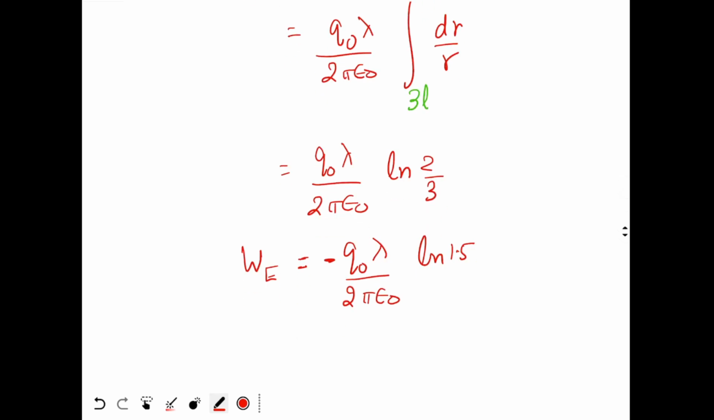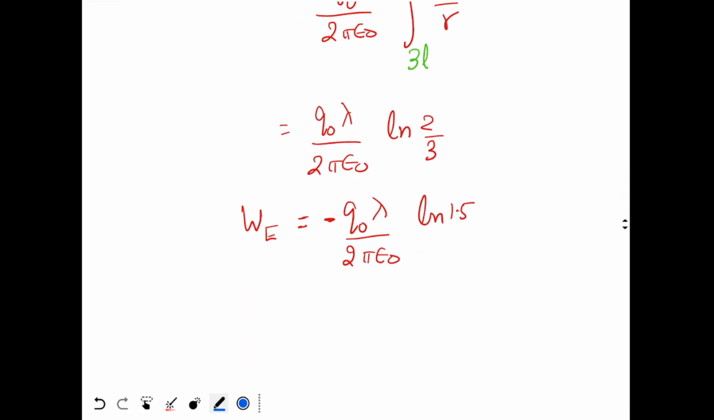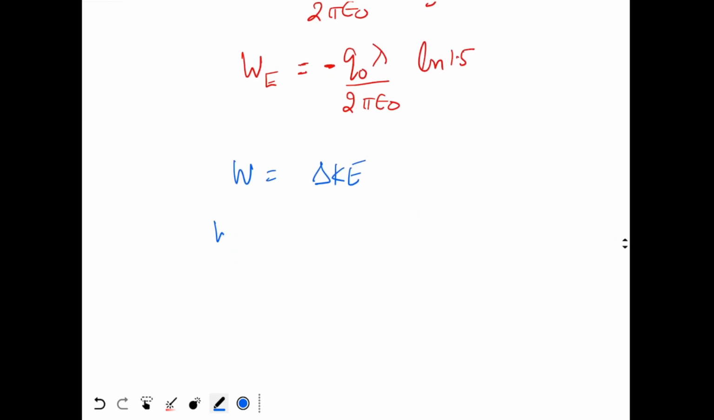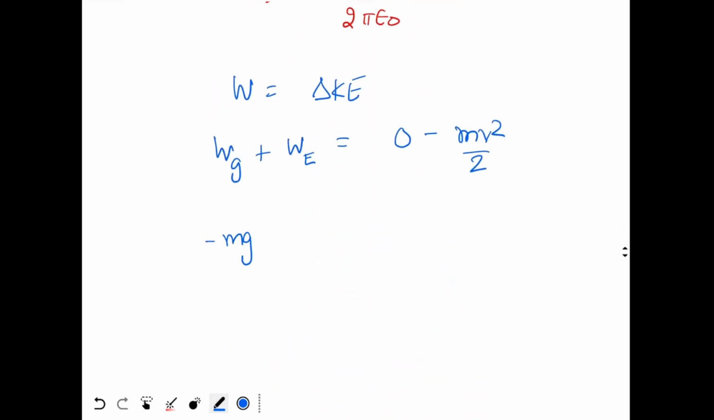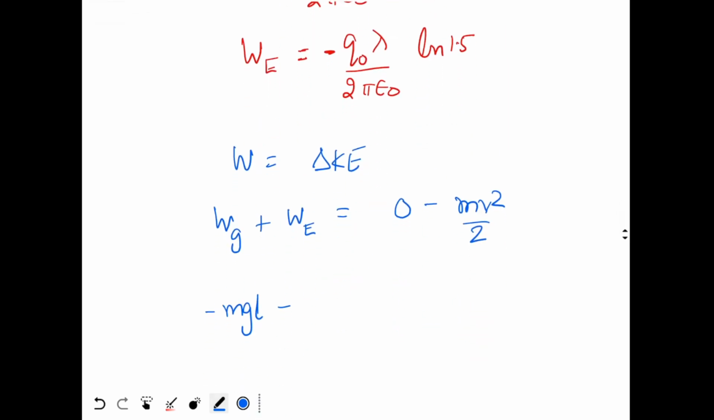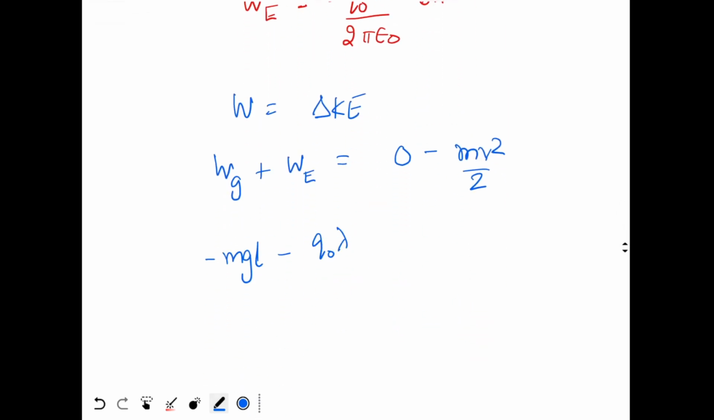Now that's it. For the total work done by the system, we apply the work energy theorem. Work done equals change in kinetic energy, right? So work done by gravity plus work done by electric force should be equal to final kinetic energy 0 minus initial kinetic energy m v square by 2. Work done by gravity is minus mgL, and work done by the electric field is minus q naught lambda by 2 pi epsilon naught logarithm 1.5. So minus mgL minus q naught lambda by 2 pi epsilon naught ln 1.5 is equal to minus m v square by 2.